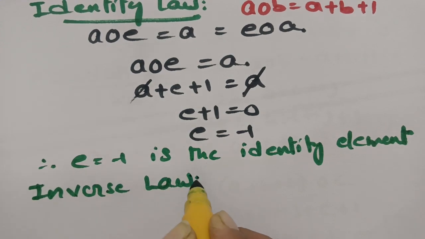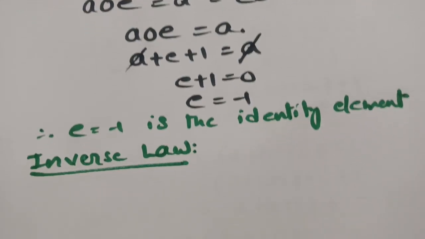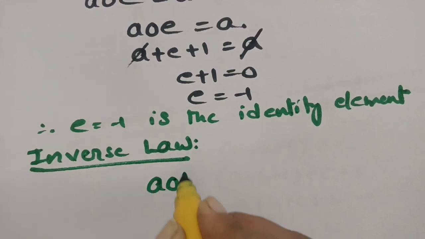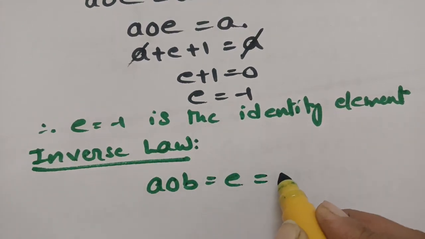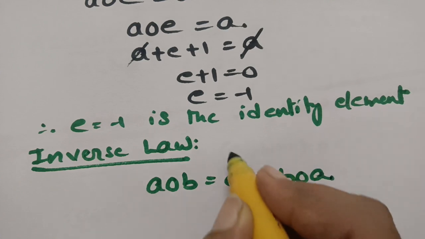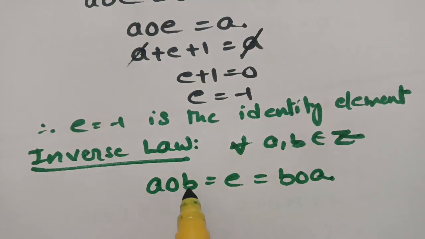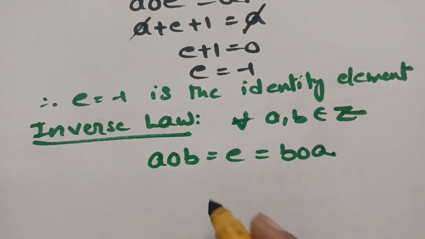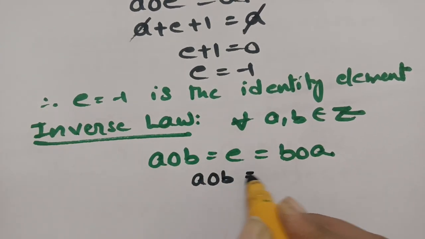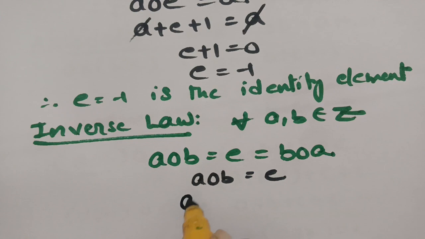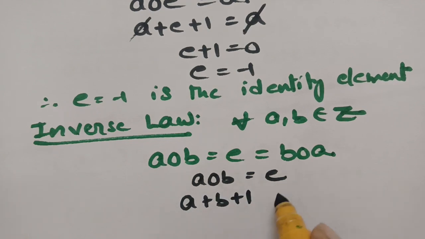So for the inverse law, what is the condition here? That is A circle B is equal to E is equal to B circle A, for every A, B belongs to Z. Then B is the inverse of A if this property holds. So as defined, A circle B is equal to A plus B plus 1.